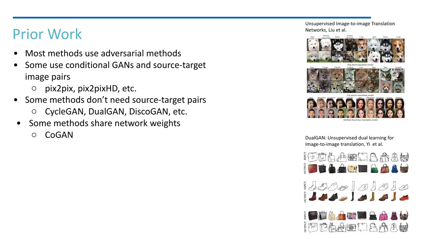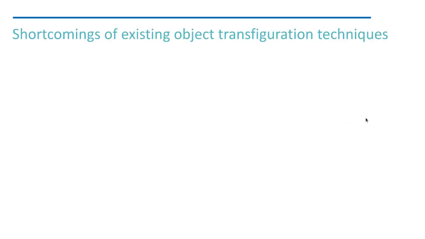CoGAN learns the joint distribution of multi-domain images by sharing weights of generators and discriminators. Similarly, UNIT and MUNIT use a shared latent space to learn a joint distribution of different domain images and achieve high-quality image translation.